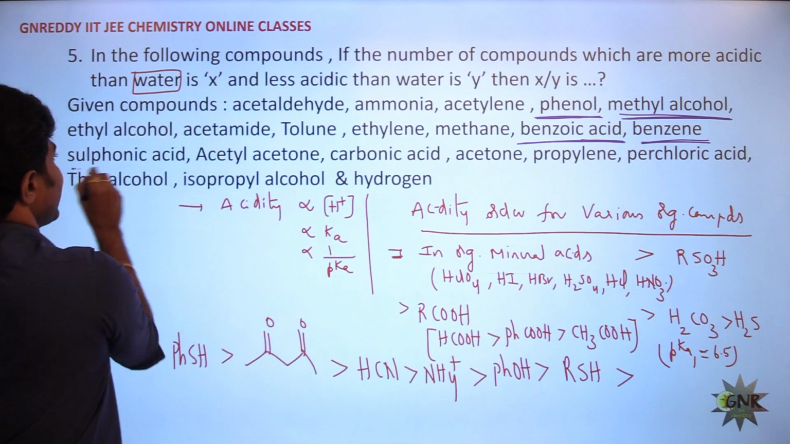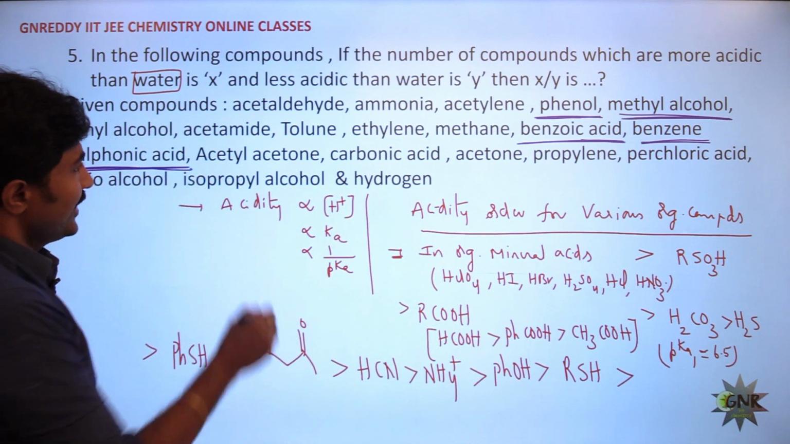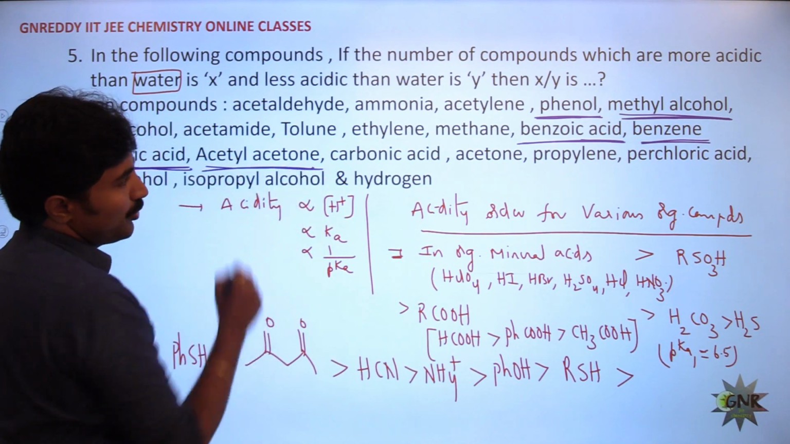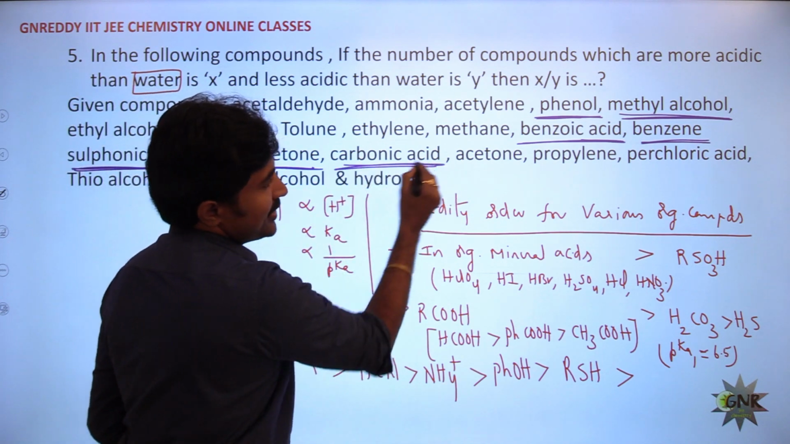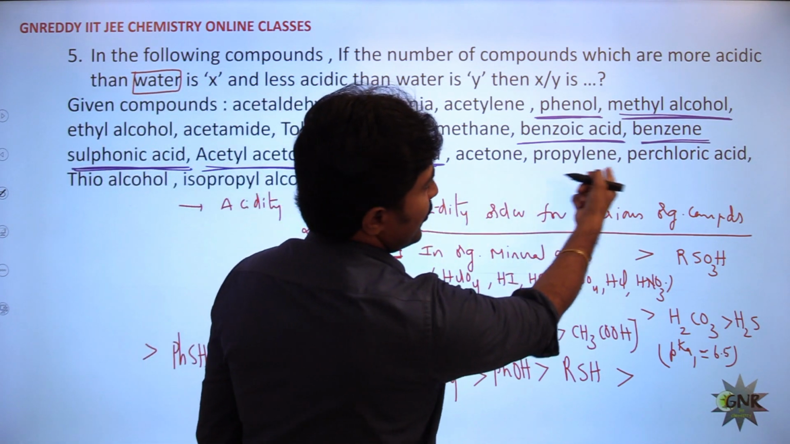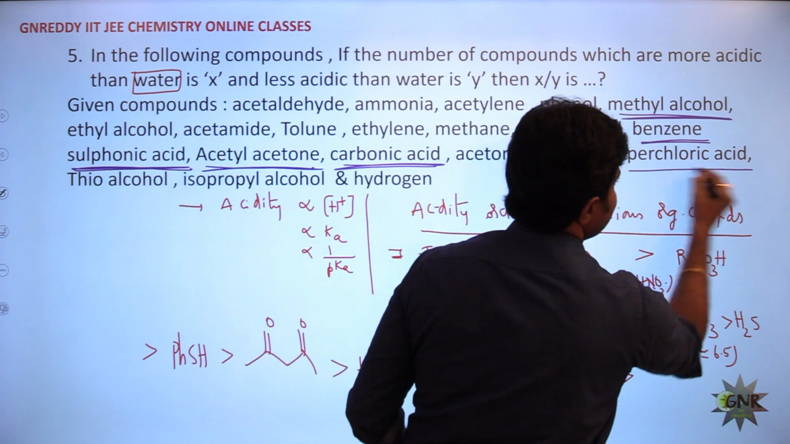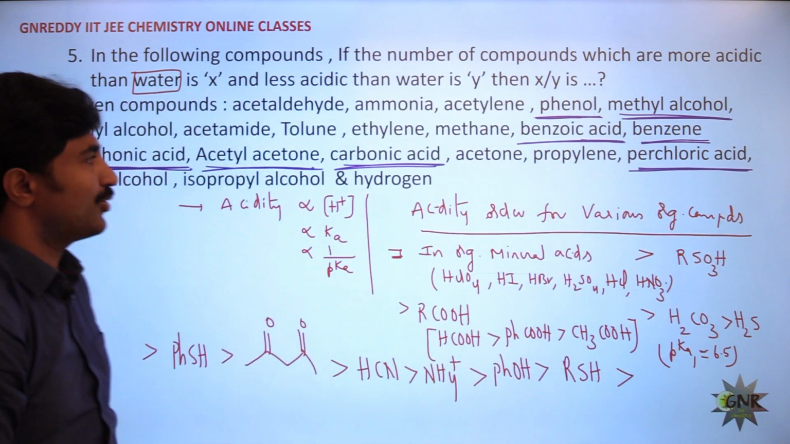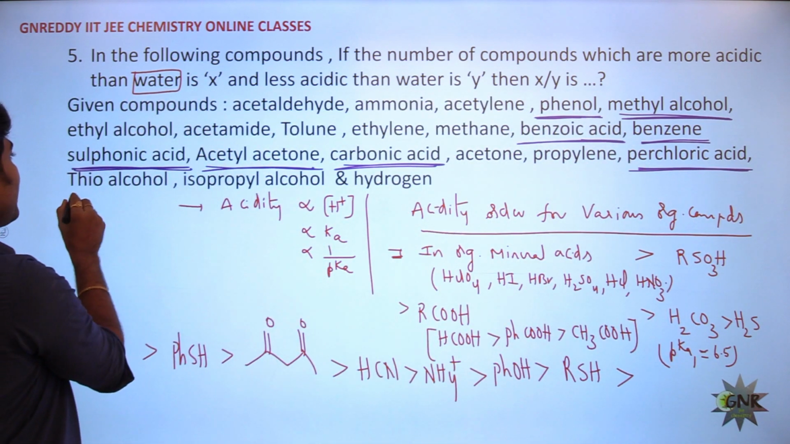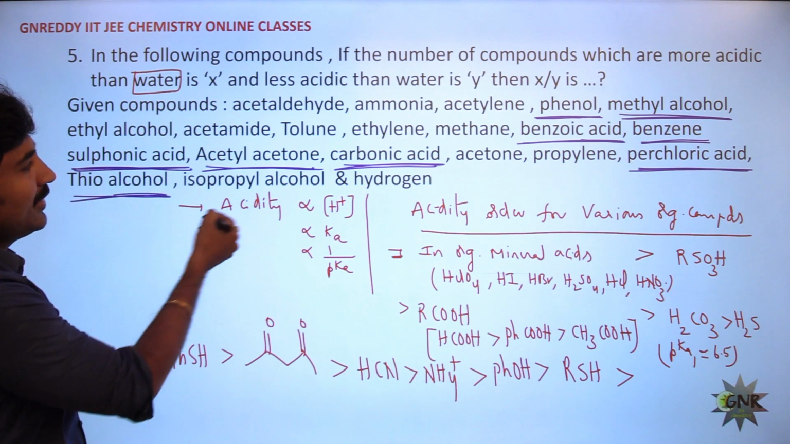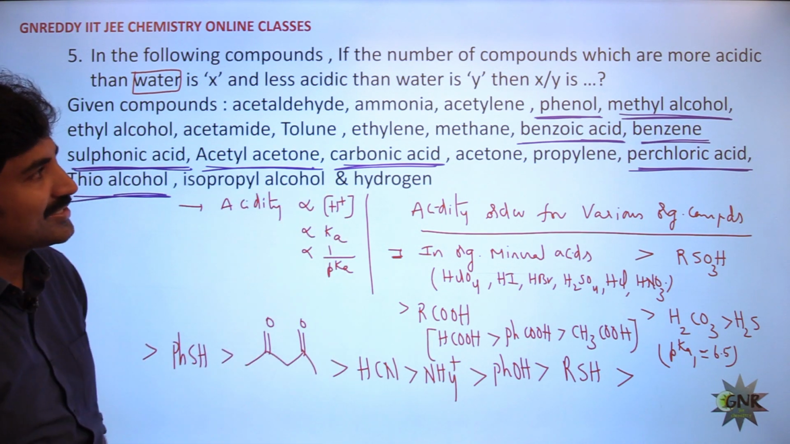sulfonic acid is again more acidic. Acetylacetone is again more acidic, carbonic acid is more acidic, acetone less acidic, propylene is less acidic, perchloric acid, an inorganic mineral acid, is more acidic, and thioalcohol is also more acidic, and isopropyl alcohol and hydrogen are less acidic.